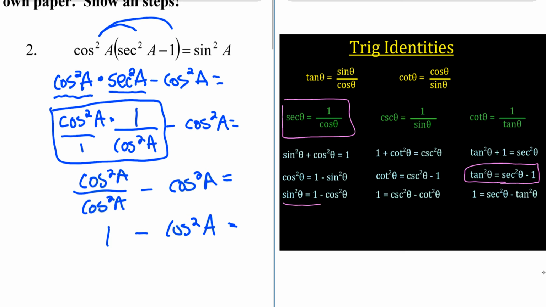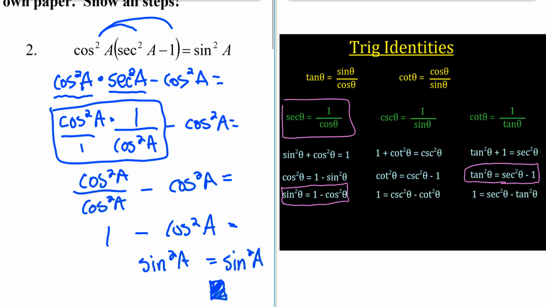I think I see that right over here. I use theta on my trig identities sheet, but it works for any angle, theta, A, x, whatever you want to use. So that would be sine squared. So sine squared A equals sine squared A. That's what we wanted to get to. So we're done. Number 2 in the books.